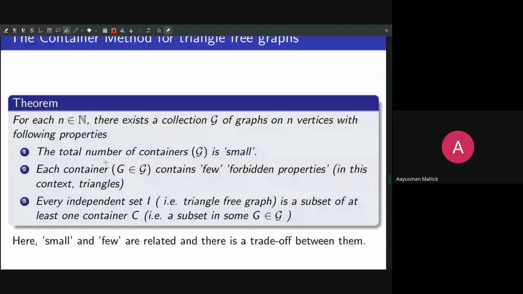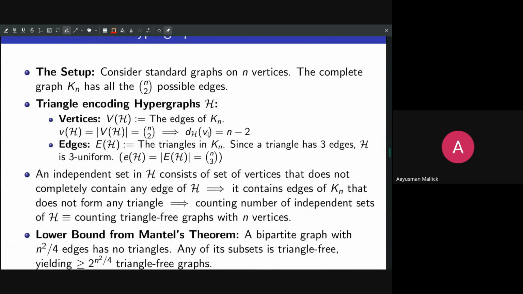So from that notion, we can come back here and think of that degree in the hypergraph. The degree of each vertex of the hypergraph is nothing but all the n minus 2 possible choices for the edges of Kn to form a triangle. And why are we considering triangles as edges? Because that's how we are defining the edge set of this hypergraph: it is nothing but the triangles in Kn.